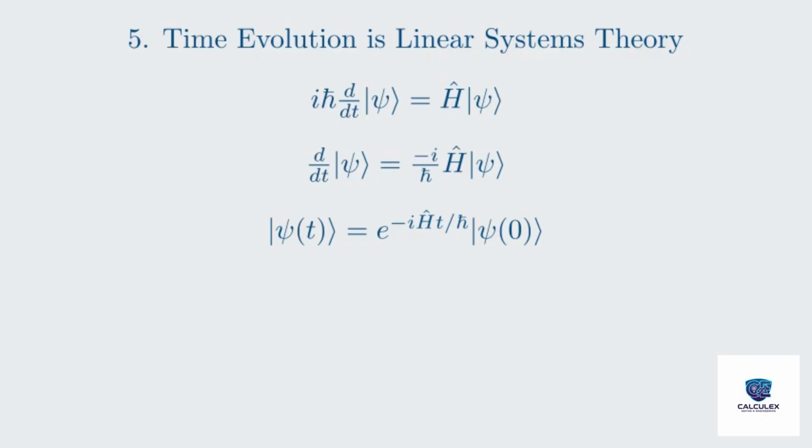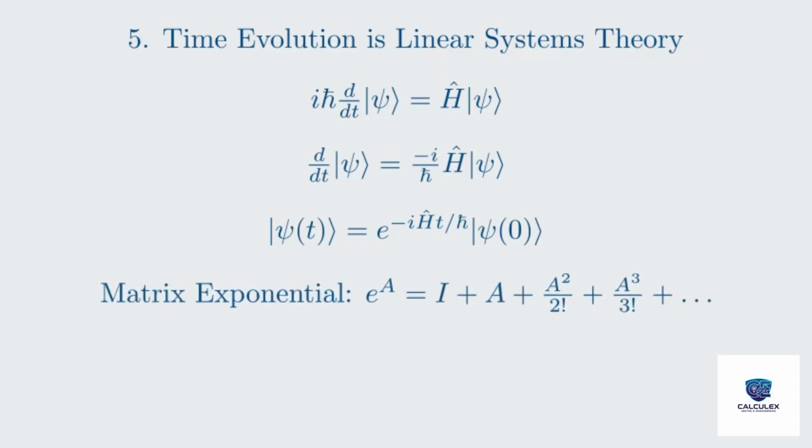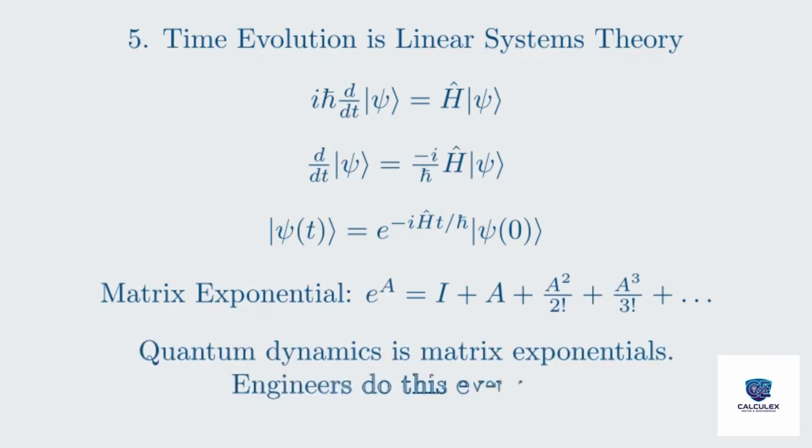What is an exponential of a matrix? It's defined by a Taylor series, just like the exponential of a number. The matrix exponential e to the power of some matrix A is the identity matrix I plus A plus A squared over 2, and so on. This is a fundamental concept in linear algebra and differential equations. Quantum dynamics is nothing more than this. Quantum dynamics is matrix exponentials. Engineers do this every day.